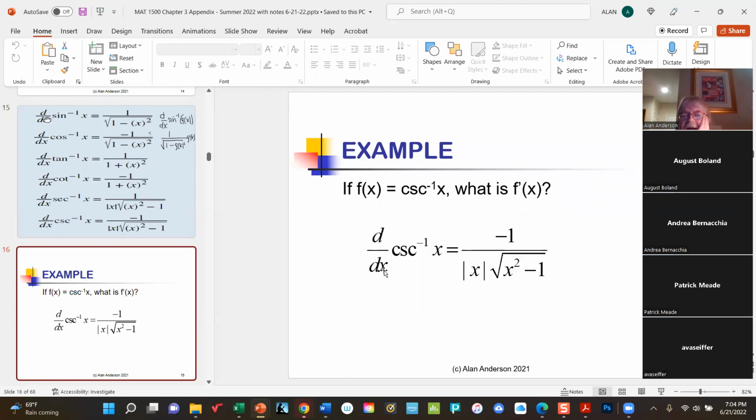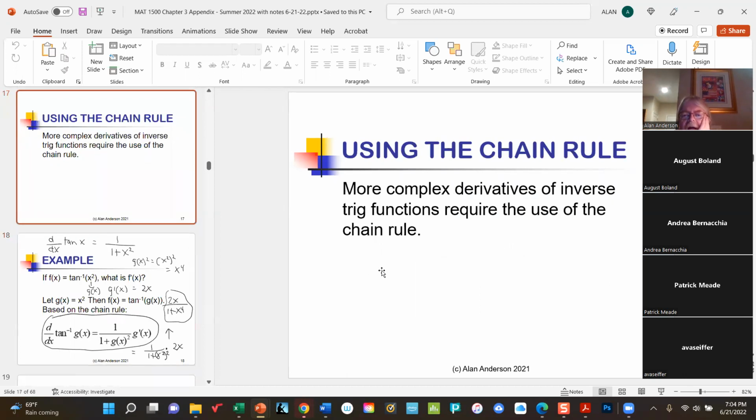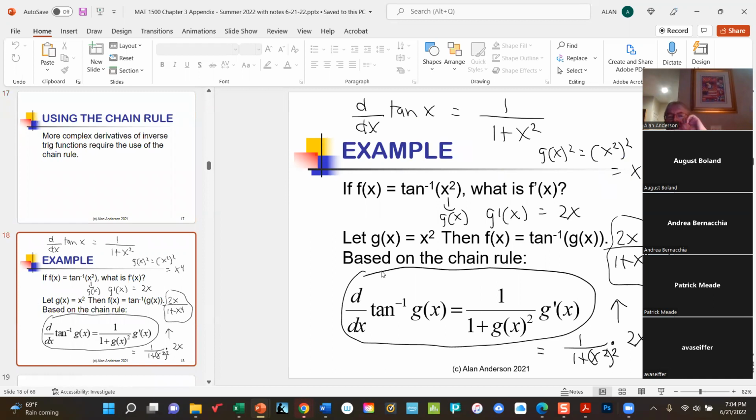That's literally all you have to do. But for something even slightly more complicated, like the arctangent of x squared, all of a sudden we are dealing with the chain rule, because x squared is a function of x. And so we need to take into account the derivative of x squared. Okay, so how does that work? Well, down here at the bottom, you can see that the derivative of the arctangent of g of x is 1 over 1 plus g of x squared.